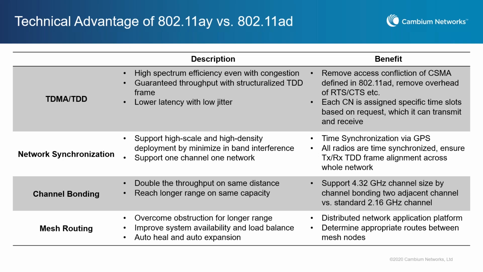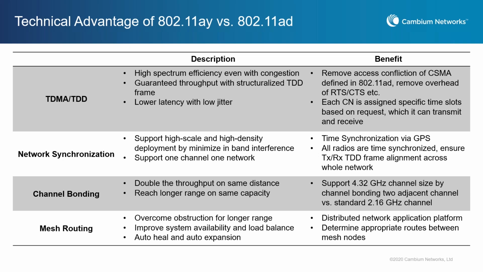With TDMA and TDD structure, we can provide much higher spectrum efficiency, even in a very dense deployment. It not only gives you much better, consistent latency and low jitter, but also a guaranteed throughput. That really gives a lot of advantage for high density deployment.